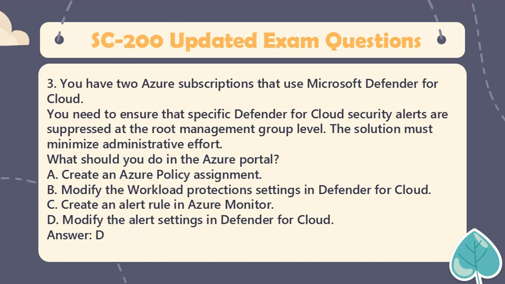3. You have 2 Azure subscriptions that use Microsoft Defender for Cloud. You need to ensure that specific Defender for Cloud security alerts are suppressed at the root management group level. The solution must minimize administrative effort. What should you do in the Azure portal? A. Create an Azure policy assignment. B. Modify the workload protection settings in Defender for Cloud. C. Create an alert rule in Azure Monitor. D. Modify the alert settings in Defender for Cloud. Answer: D.